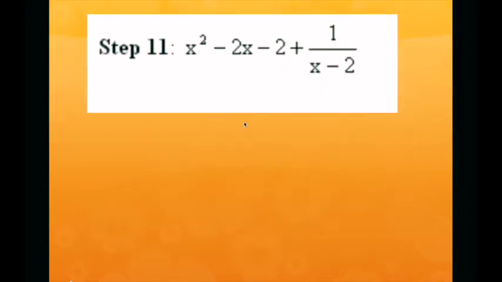Our answer can be written as x^2 - 2x - 2 + 1/(x - 2), where this is our quotient, this is our divisor, and this is our remainder. This is known as the quotient form.